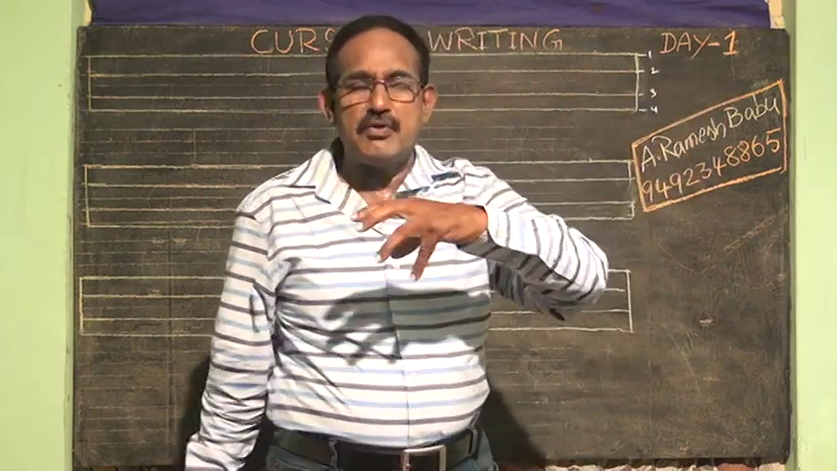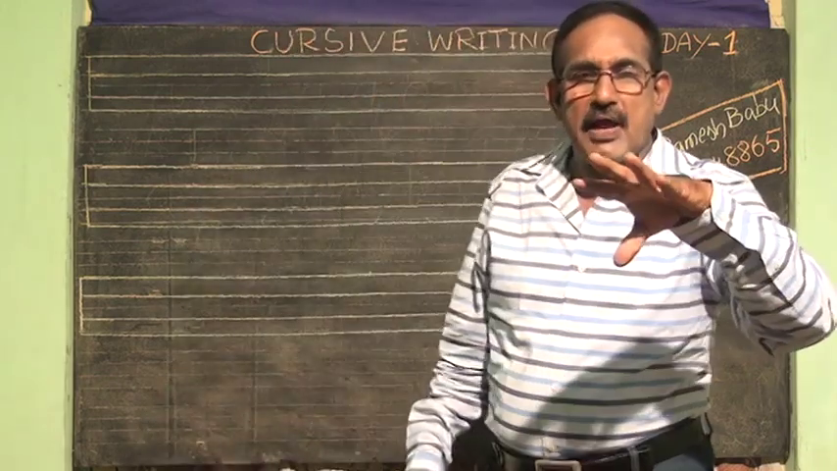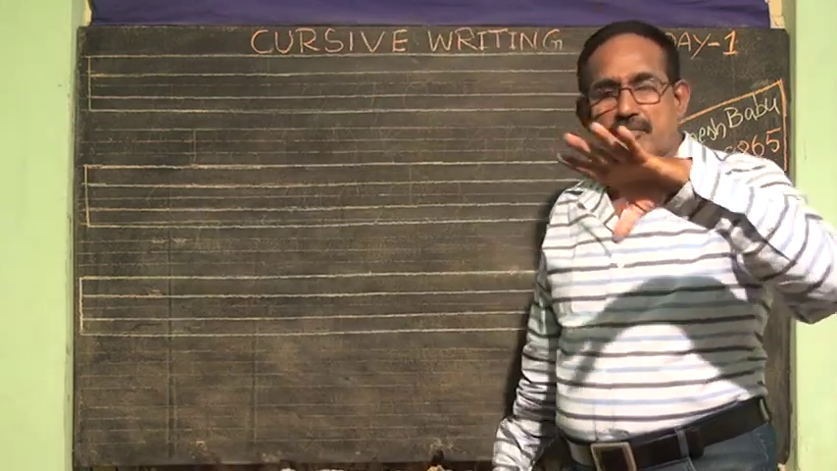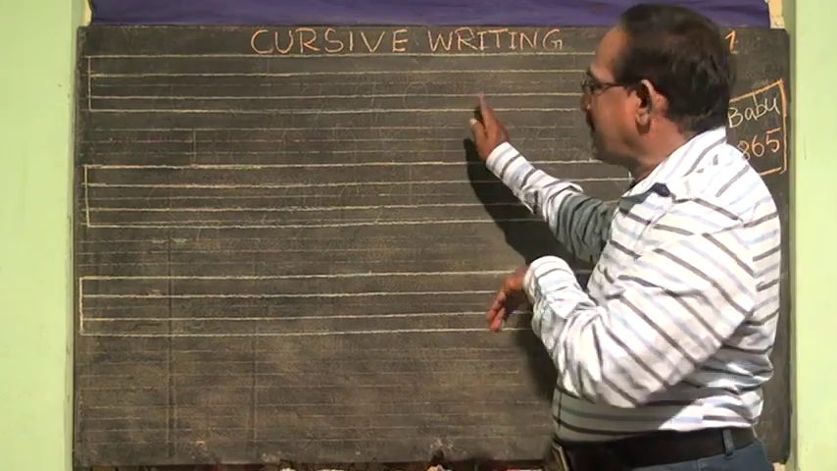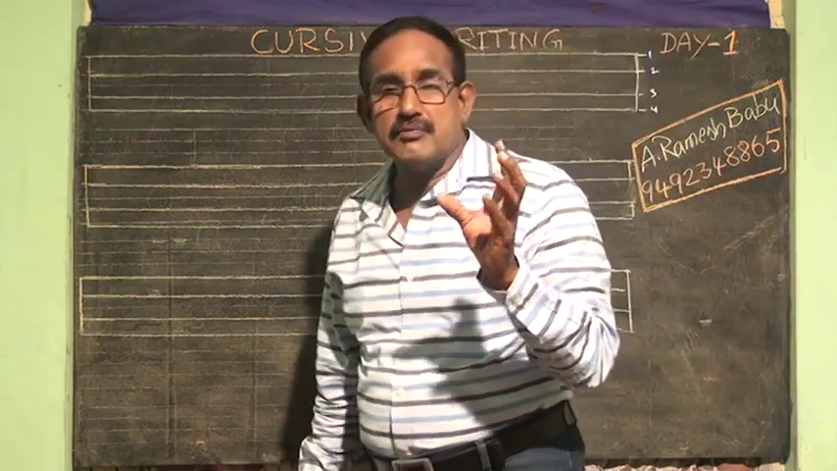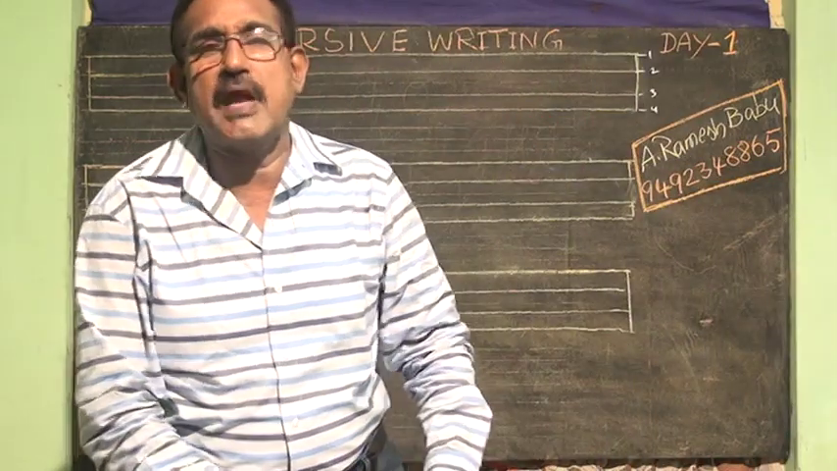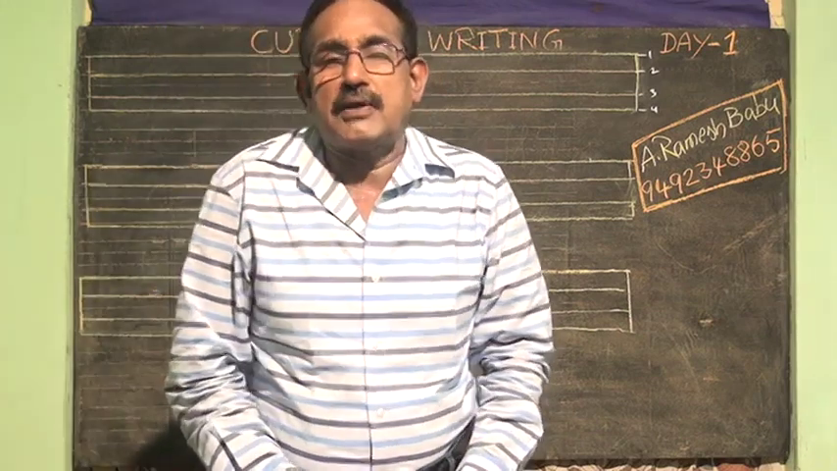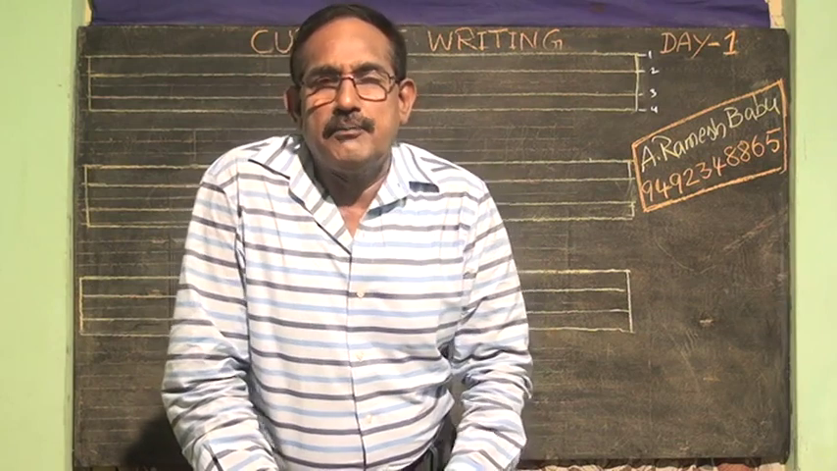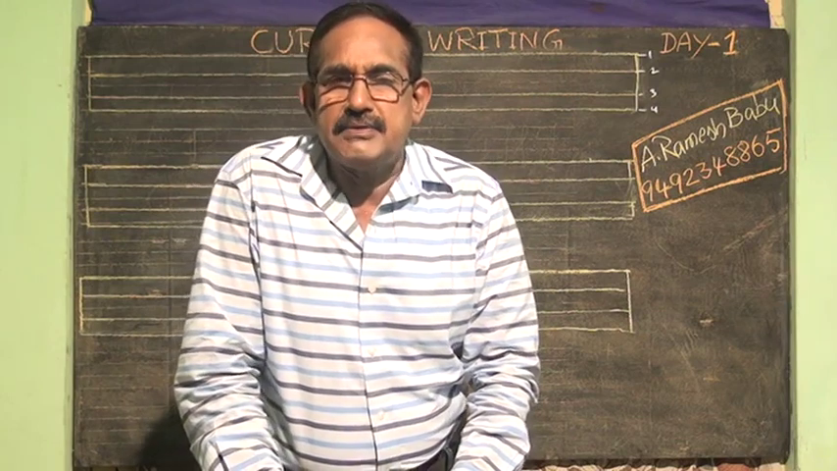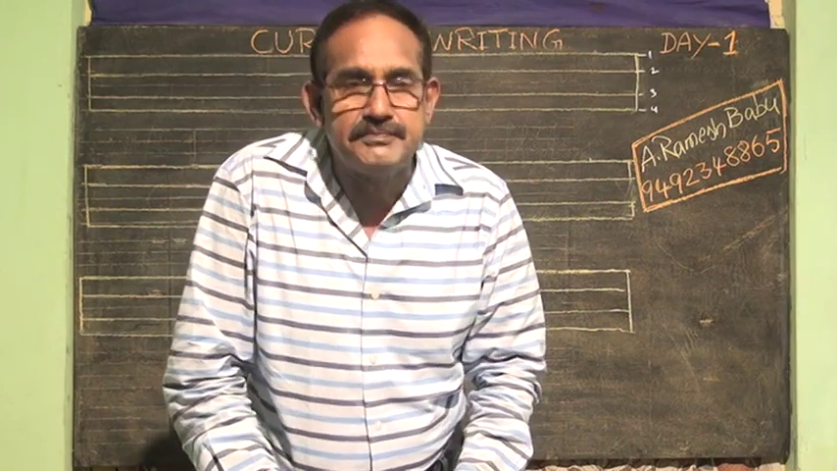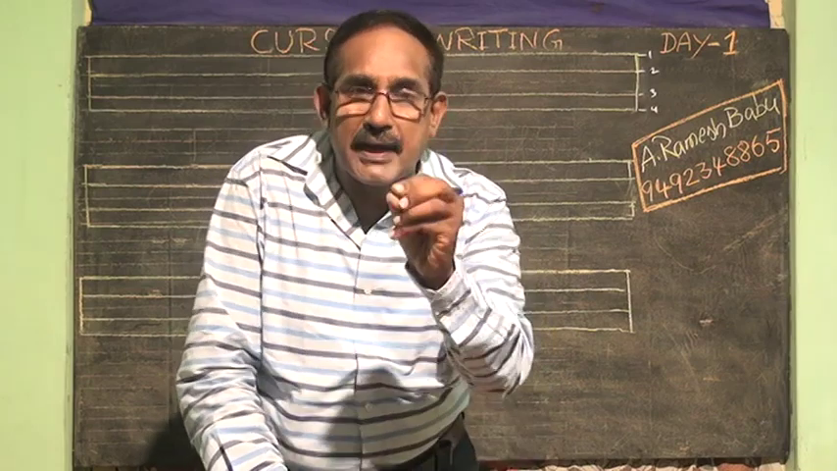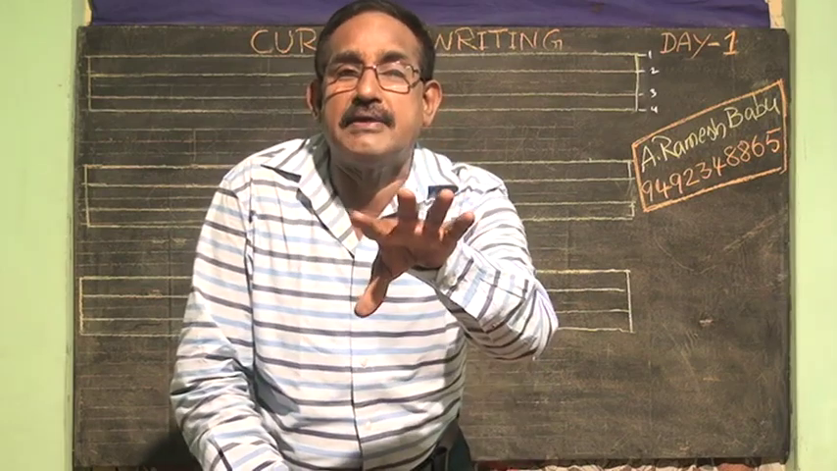What is my method? You observe here. First you learn cursive writing on the 4-line method. First you start with the small letters. We do not start with capital letters. In English generally, the first type, we start with the capital letters. But here it is not like that. You should learn small letters of the cursive writing way.